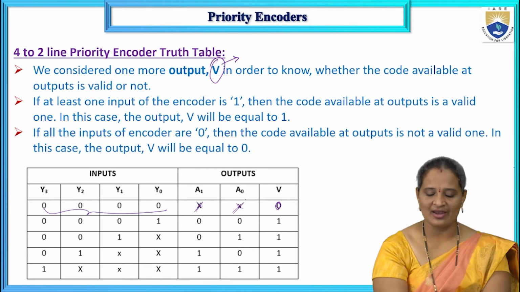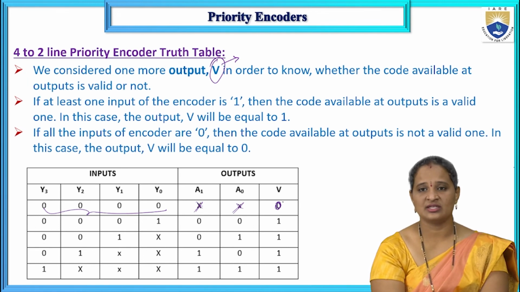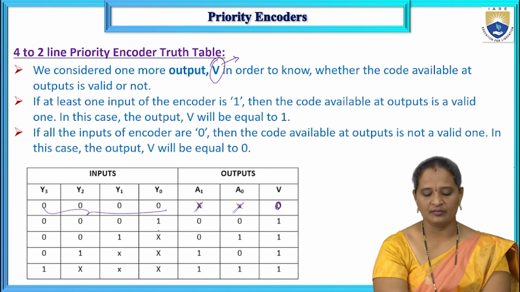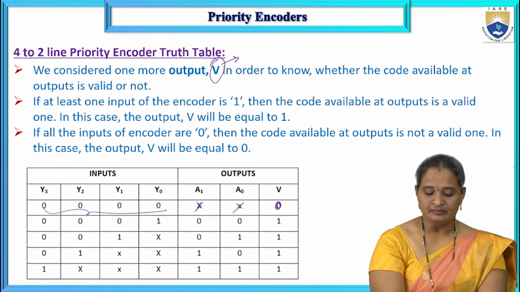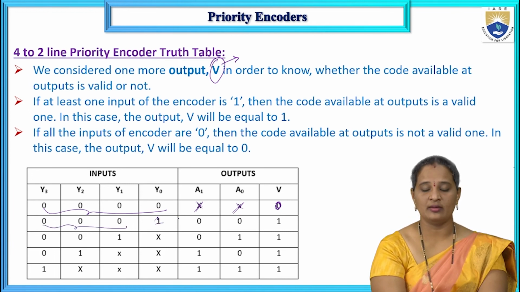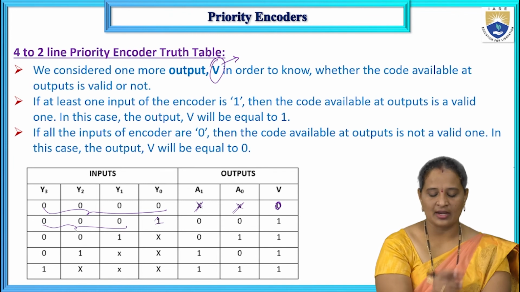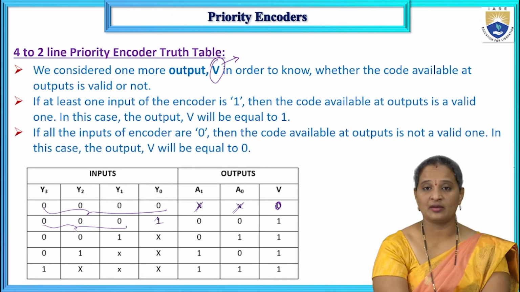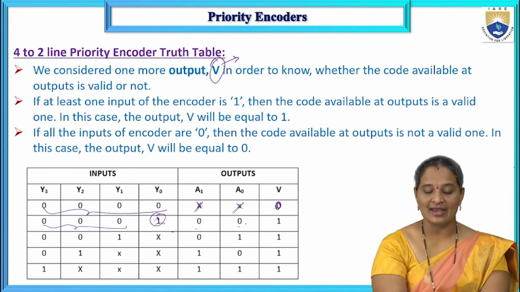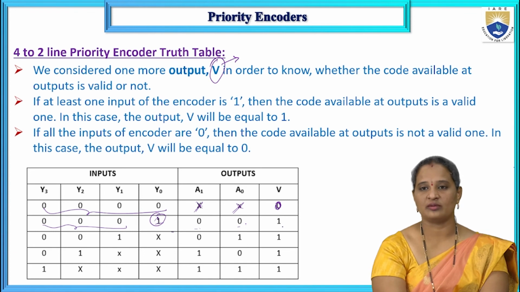So as it is invalid, we are considering the V output as 0. Now coming to Y3, Y2, Y1, Y0. When all the inputs are zeros and only Y0 is 1, as this is having the highest priority because all the other higher priority inputs are zeros, only this is going to be converted to binary. So that is 0, 0, and as it is a valid code, V becomes 1.